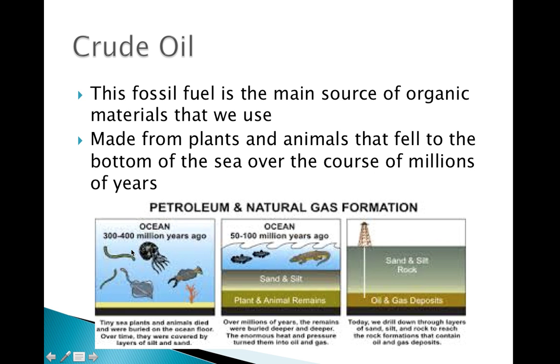There were lots of plants and animals living in the ocean, and they died. And most of them decayed, but some of them got covered in a layer of sand which stopped them from decaying. Over time, more things came on top of them, and they got pushed down, and the amount of heat and pressure they were under became enormous. And that turned them into two things. It turned them into natural gas, and it turned them into crude oil.